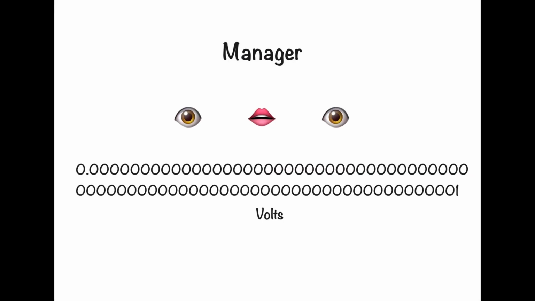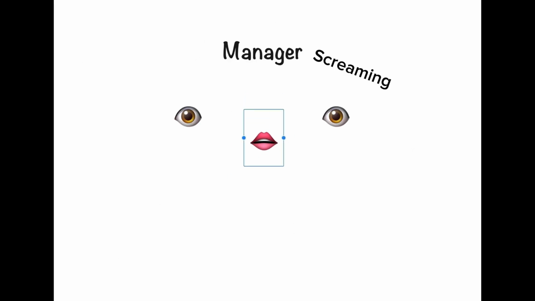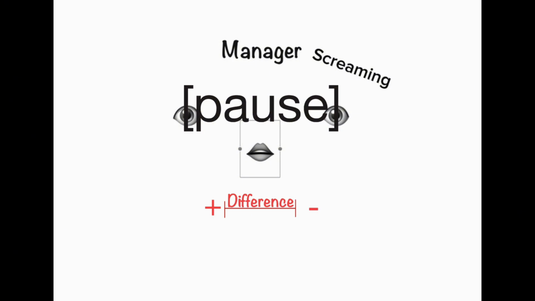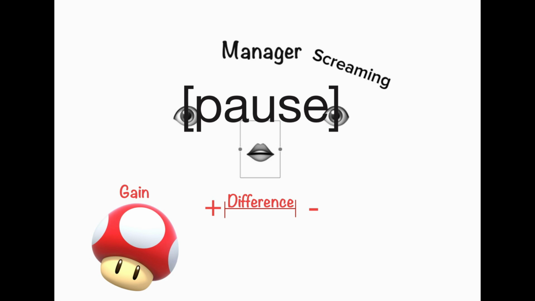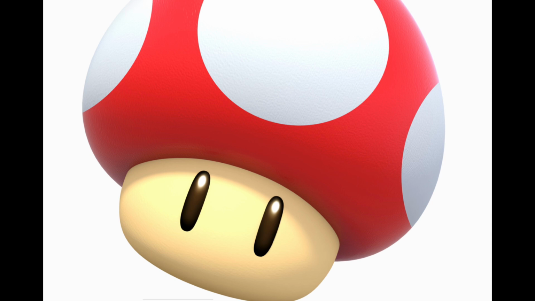0.00001 volts, he completely overreacts. What is this difference? Make it big. And that's exactly what an op amp does. It takes a very small voltage difference between the positive and the negative and multiplies it by a huge gain, sometimes over 100,000. So yes, this manager has a very loud voice.